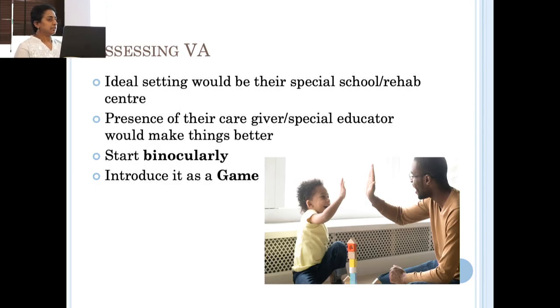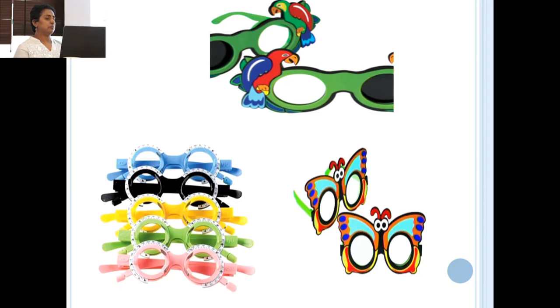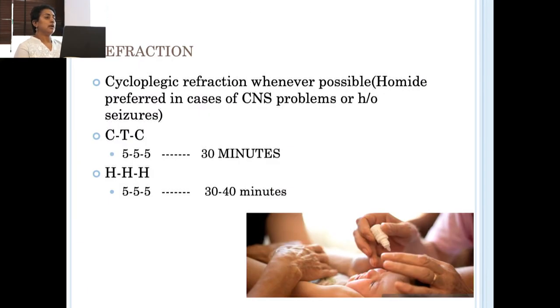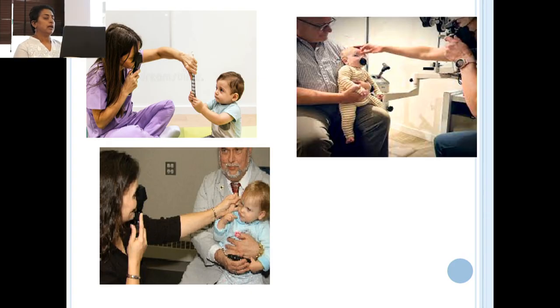A child may resist wearing a typical trial frame. You can use some fancy kind of trial frame, so the child may be curious to wear it. Then for assessing visual acuity, you can use preferential looking tests or some matching cards. Whenever possible, you should do a cycloplegic refraction. Home eye is preferred. And objective refraction may not be that easy.